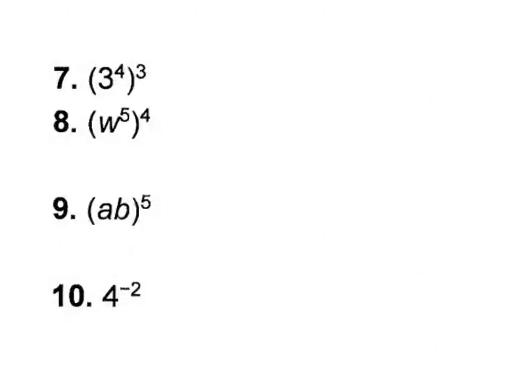Number 7, when we have something that is a power raised to a power, here where we have outside of the parentheses this exponent raised to another exponent, we're going to multiply these. So this is going to be 3 to the 4 times 3, which would be 3 to the 12th.